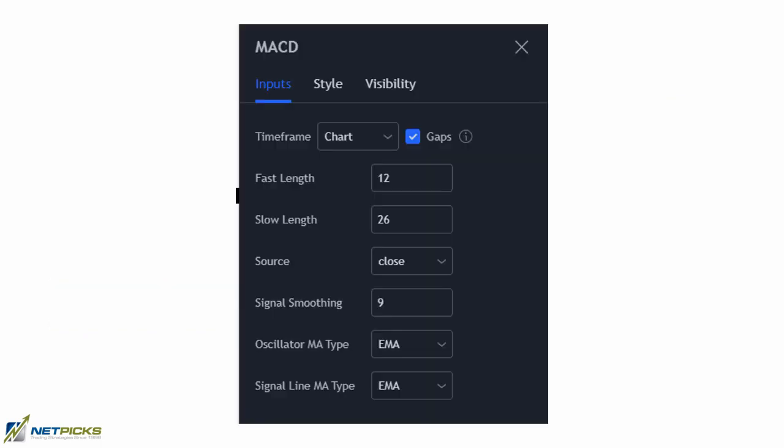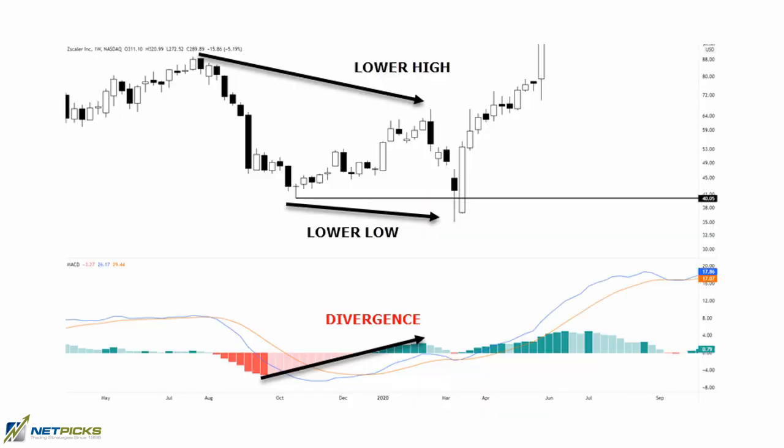So on all of these charts, we're going to use the default MACD settings, which is 12, 26, and 9. And we're going to set them all to EMAs, exponential moving averages. And on some platforms, I don't know what you all are using, you may not be able to adjust much of the settings, okay?